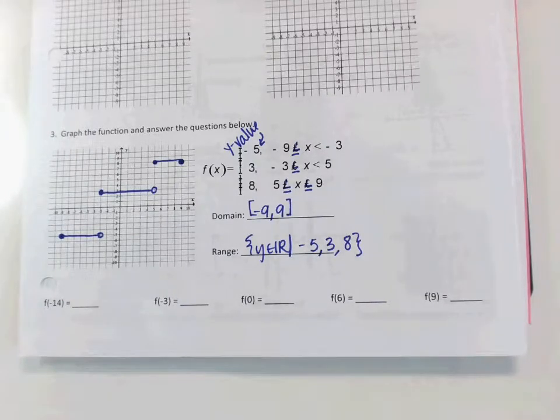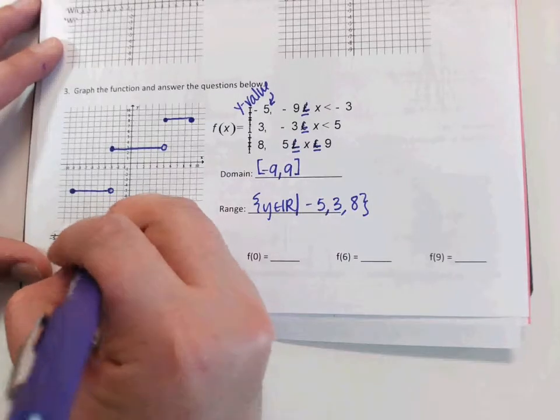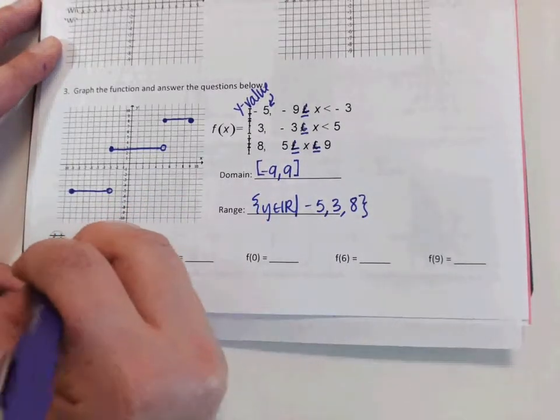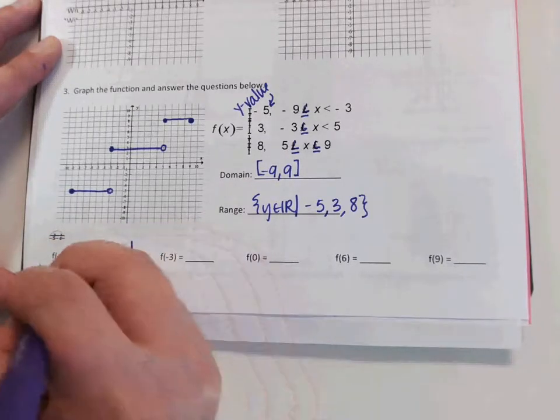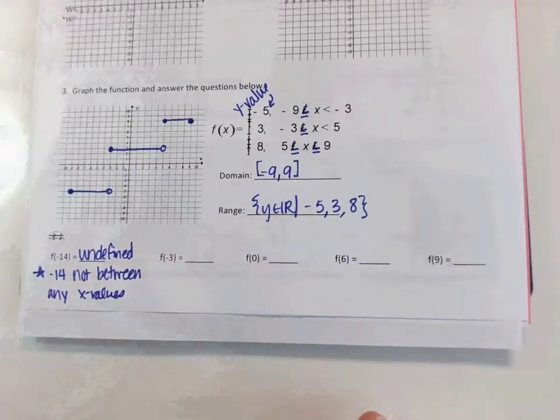Okay? So let's do -14 first. Where does that fit? It doesn't fit anywhere. Very good. -14 is not between -9 and -3. Not between -3 and 5. Not between 5 and 9. Then what do you put if it's not on the graph? Undefined. Okay, and then I'll put -14 not between any x values.